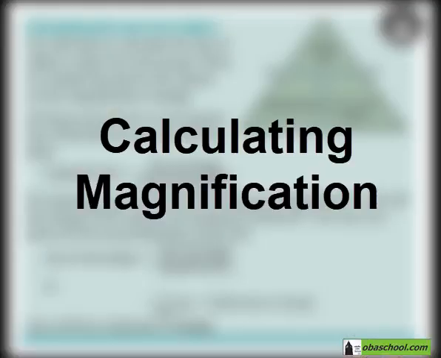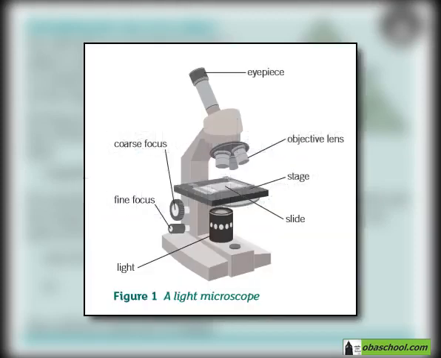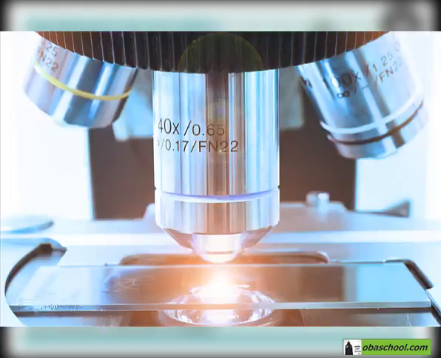Calculating magnification. You can calculate the magnification you are using with a light microscope very simply. You multiply the magnification of the eyepiece lens. This is the eyepiece. It has a lens inside it, which has a certain magnification. So we multiply this magnification by the magnification of the objective lens. Here we have objective lenses.